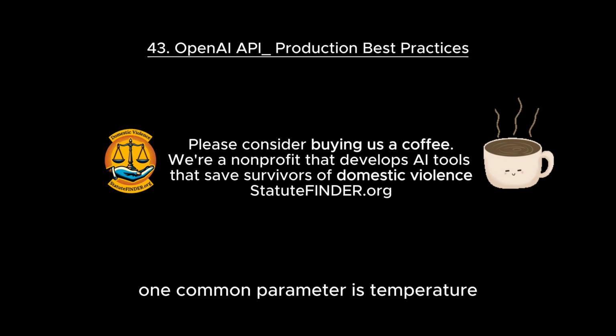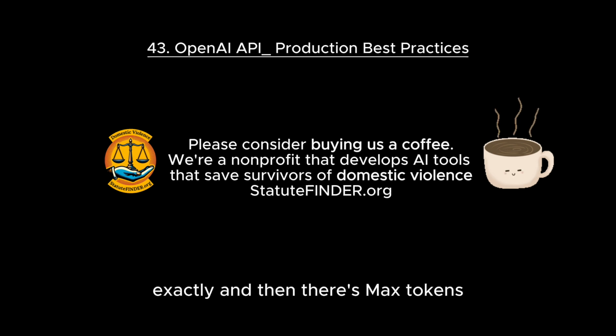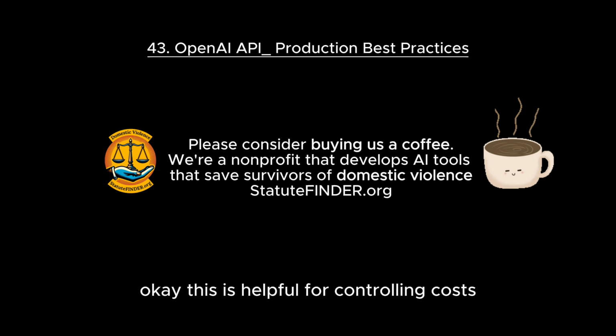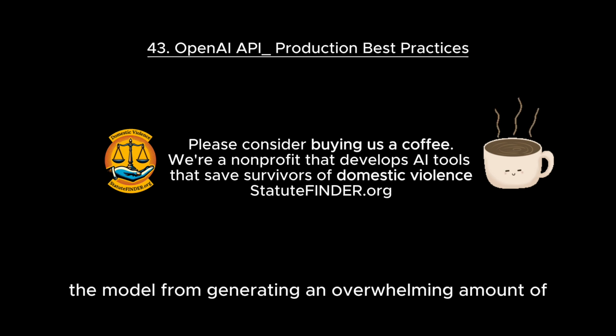One common parameter is temperature. It controls how creative or predictable the model's output will be. A higher temperature means more unexpected and creative results, while a lower temperature means more predictable and consistent results. So it's like turning up the heat on the AI's imagination. Exactly. And then there's max tokens, which lets you limit the length of the model's response. This is helpful for controlling costs and preventing the model from generating an overwhelming amount of text.